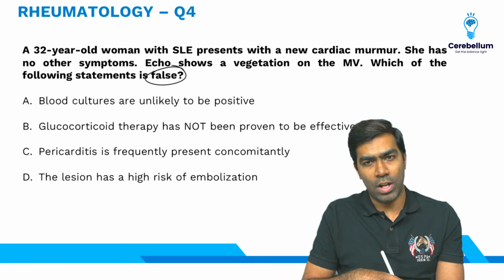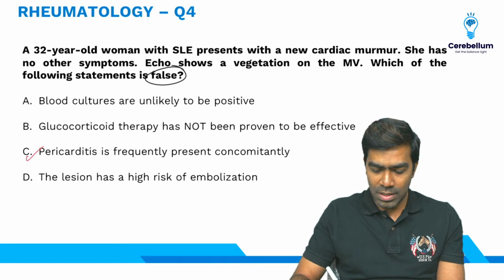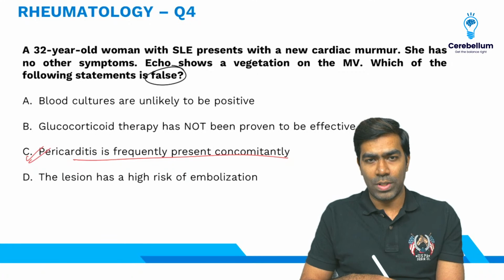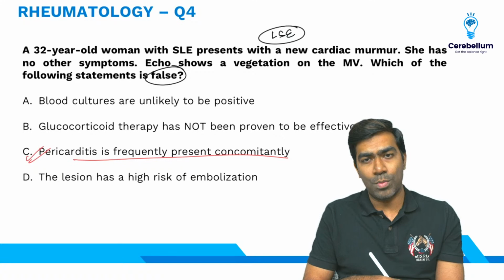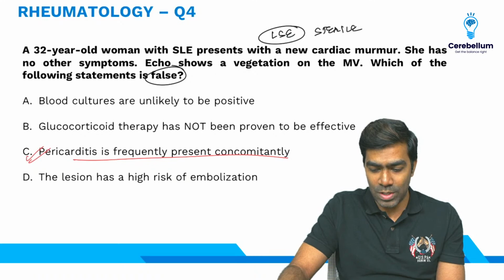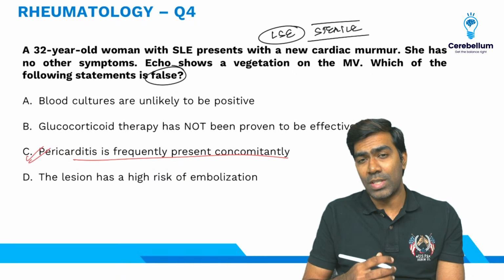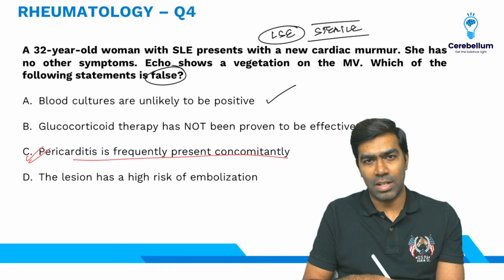So right answer for this question is option C. Pericarditis is frequent manifestation that is going to occur along with this condition. Why? Because here we are actually talking about a condition called as Lippmann-Sachs endocarditis, LSC. We're talking about Lippmann-Sachs endocarditis. Remember, these vegetations are sterile vegetations. Because these vegetations are sterile, your blood cultures are unlikely to be positive. Correct statement.